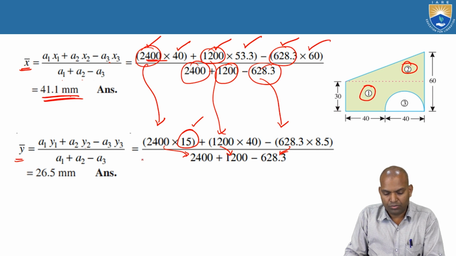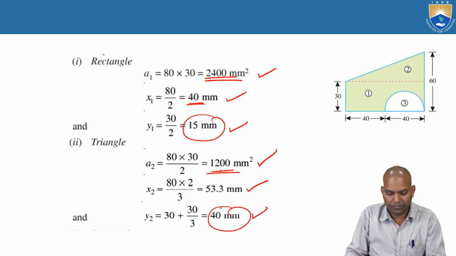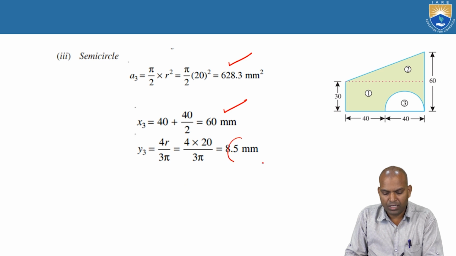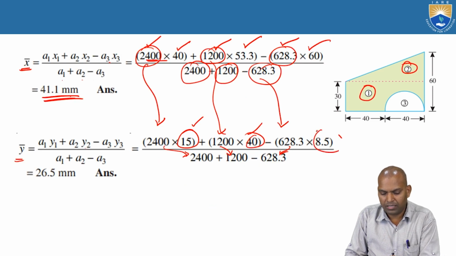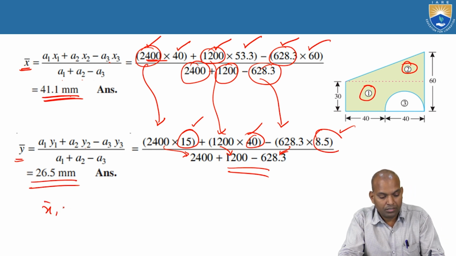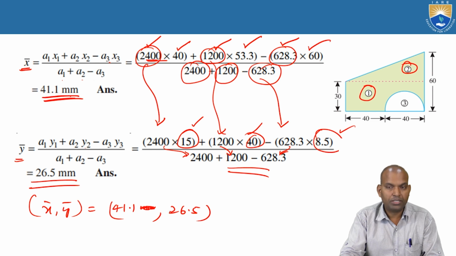And what is Y2? Okay, Y2 substitute here. What is the Y2 here? 40 millimeters. Y3 is 8.5 millimeters. Substitute here. We got it how much? 26.5 millimeters. Now bar x and bar y equal to 41.1 comma 26.5 millimeters.